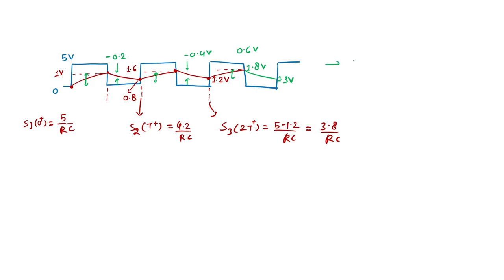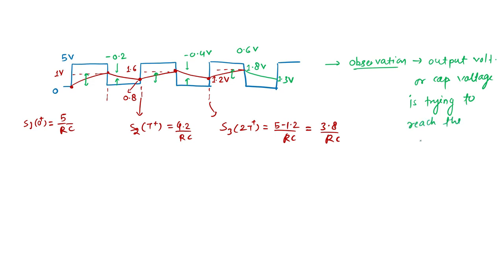Okay. What we can see in the observation is that the output voltage, or capacitor voltage, is trying to reach the steady state value of 5 volt in many cycles. Many cycles simply means it is slowly charging.